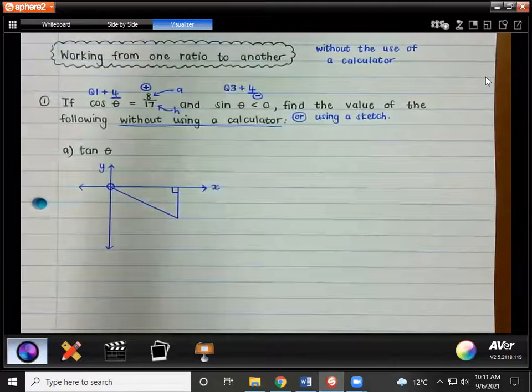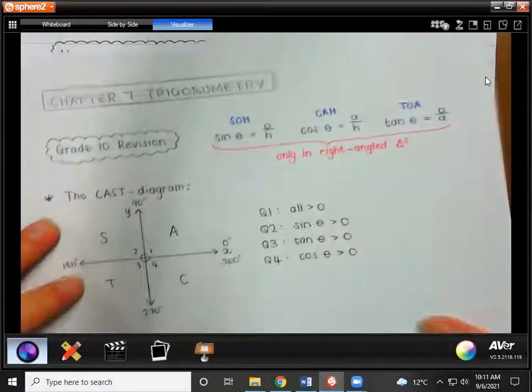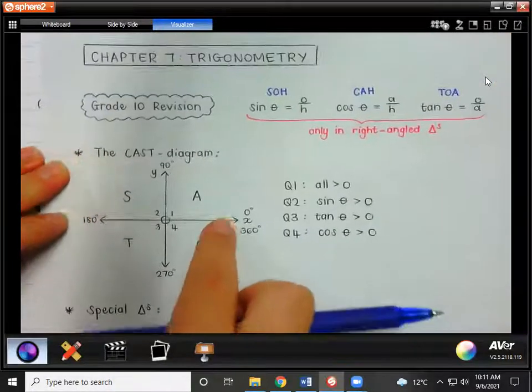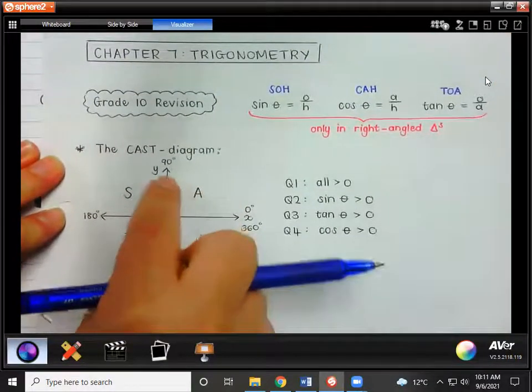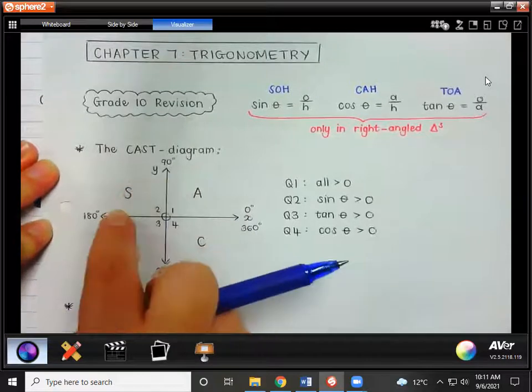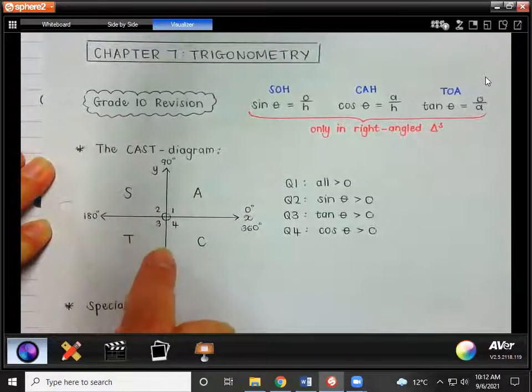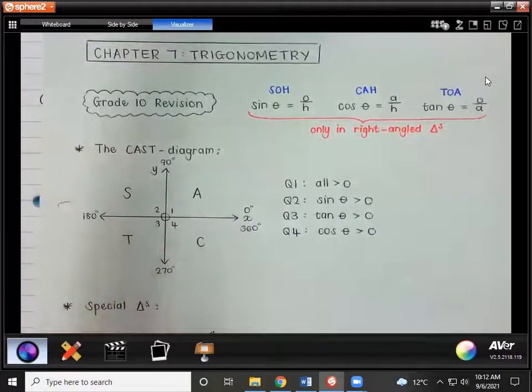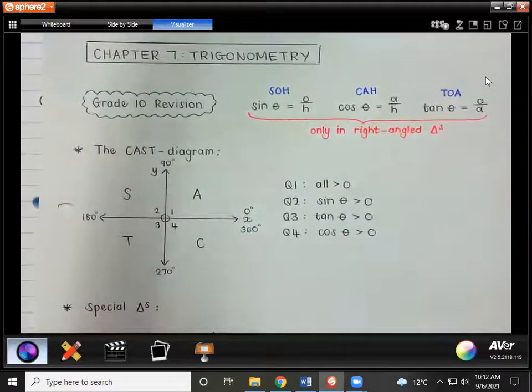Did we put that on our CAST diagram? Yes. All right, so this is what I'm talking about. An angle here is between 0 and 90. There is between 90 and 180. There is between 180 and 270, and here between 270 and 360.